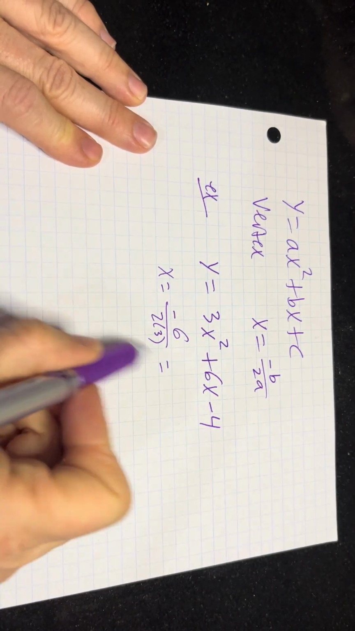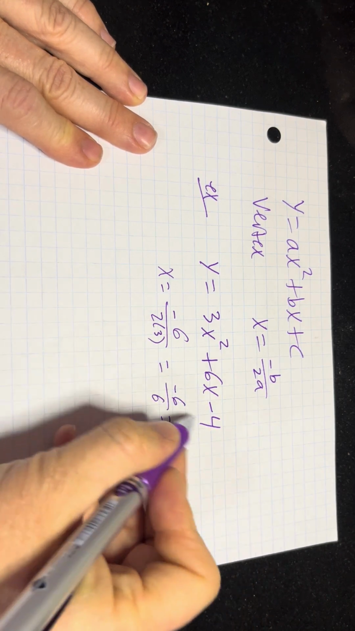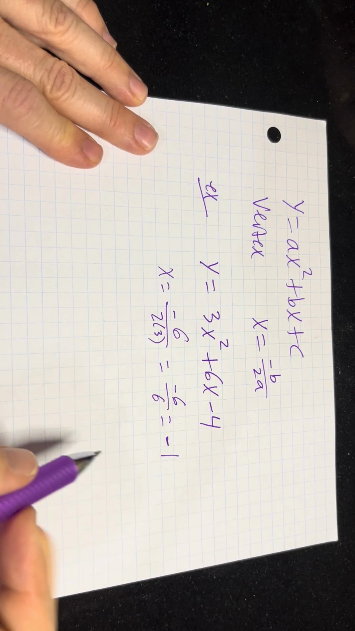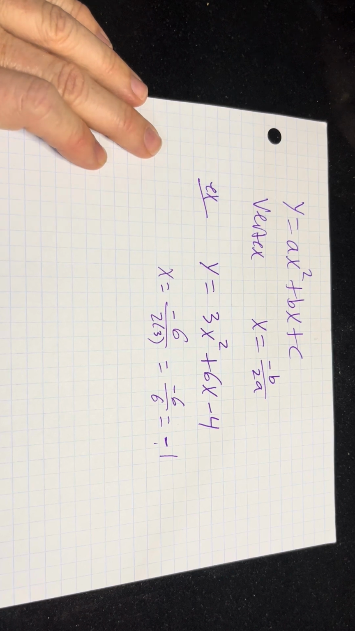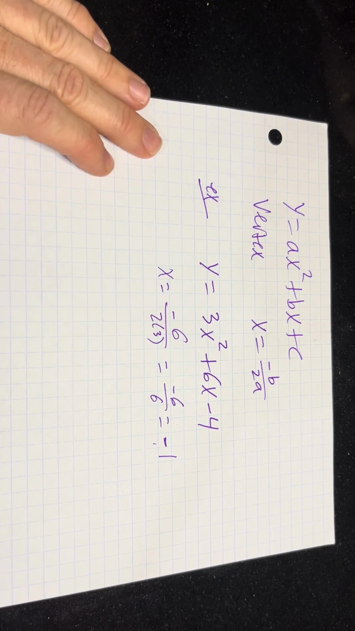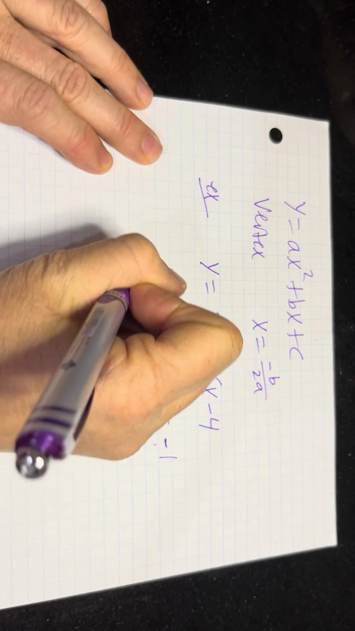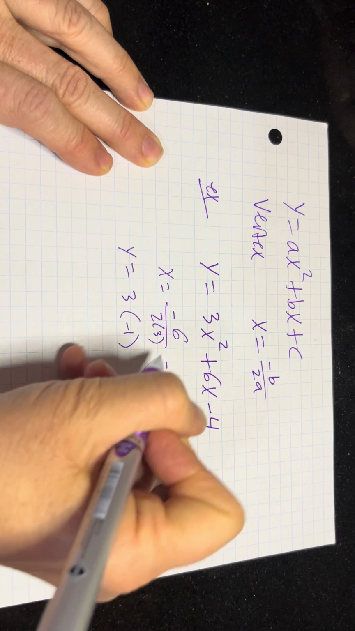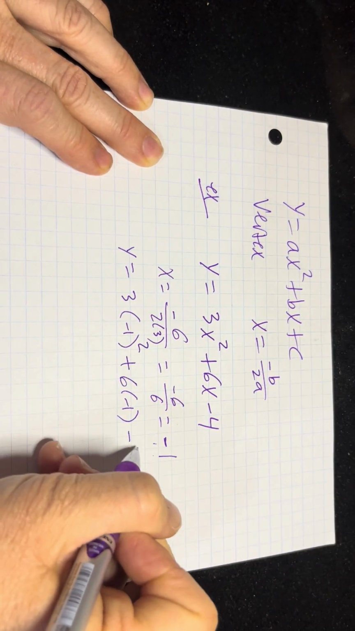Well, what do we end up getting? We get negative 6 over 6. Divide those. 6 divided by 6 is 1, so we end up with negative 1. Now, that just gives us the x-coordinate. Remember, with that vertex, it's an actual point. So we actually have to put that into the formula to find the y-coordinate. So y is 3 times negative 1 squared plus 6 times negative 1 minus 4.